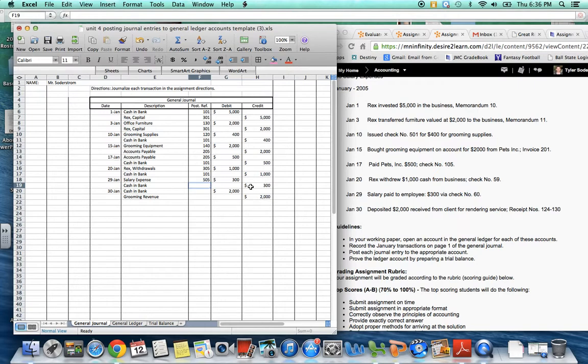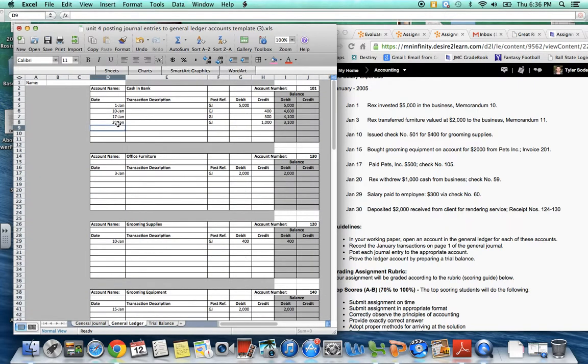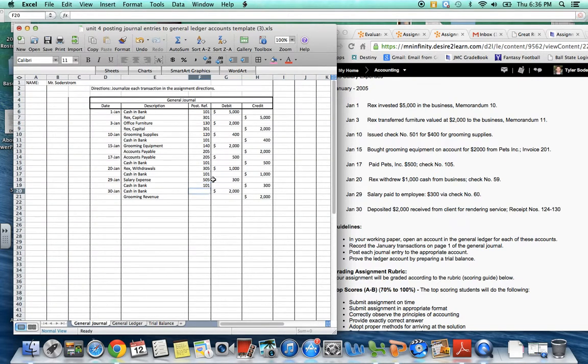And then my credit in this transaction is to Cash and Bank. So again, up here in Cash and Bank, January 29th, GJ for my post reference, $300 credit. This is going to decrease my balance since I have a debit balance and I'm crediting it. So my new balance will be $2,800. Fill my post reference of 101. And then the last transactions I need to post.